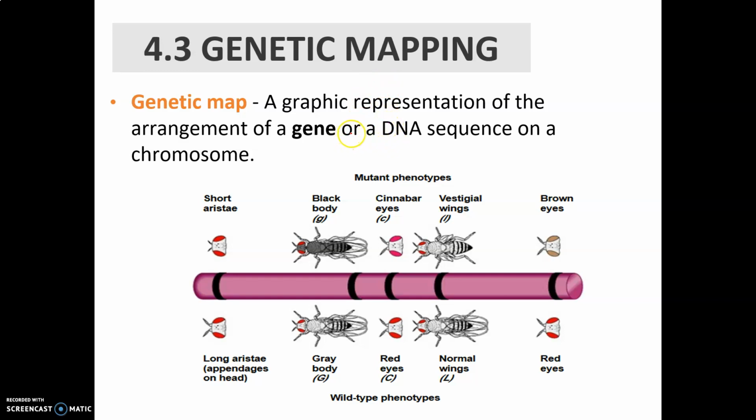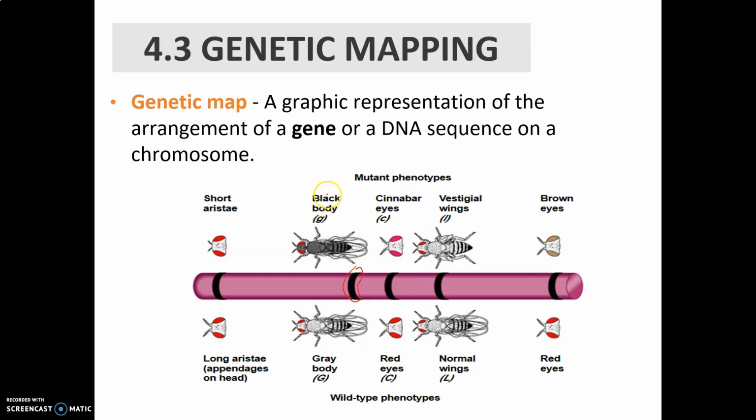Dia adalah graphic representation of the arrangement of a gene or a DNA sequence on a chromosomes. Basically, they want to show just the arrangement of a gene on a chromosomes. We assume that this one adalah the chromosomes. If let's say this one is the chromosomes, all the black bands that has been shown itu adalah actually the location of the genes. Contohnya kita ada this one as you can see the color of the gene, this one adalah dia punya location, the gene for the color dekat sini.